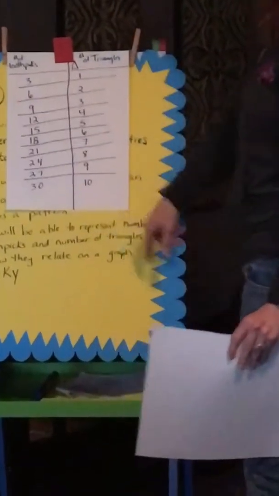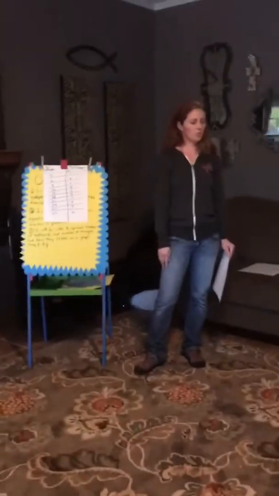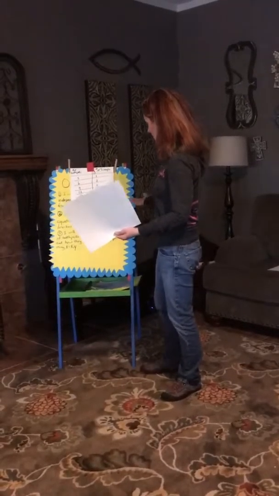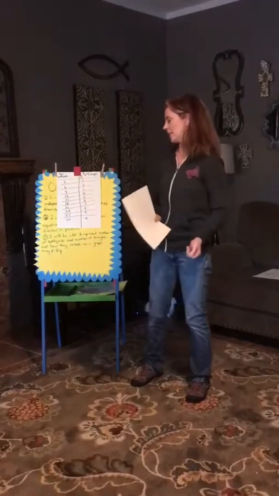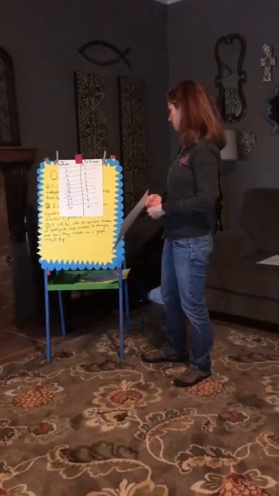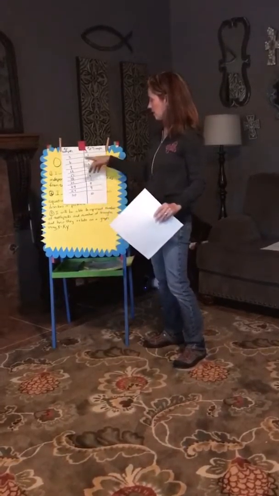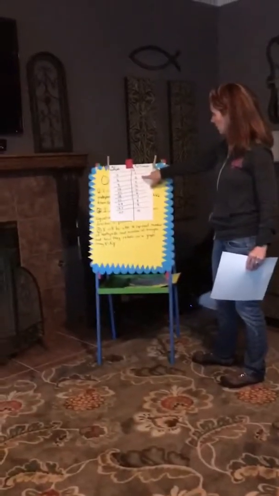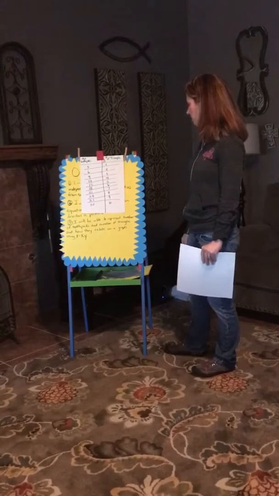How many triangles did we make with 30 toothpicks? Anybody make more than 10 or less than 10? You should have made exactly 10 because that's how many triangles you can make with 30 toothpicks. Lots of patterns that I see. What other pattern do we see besides skip counting? This over here, we're counting by ones. What else do we see? What other kind of pattern do we see?